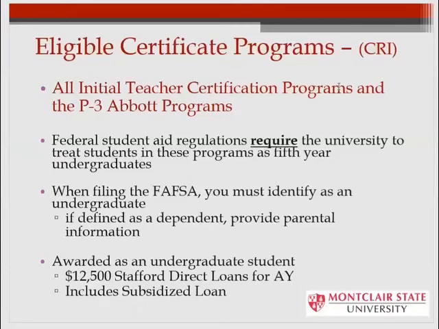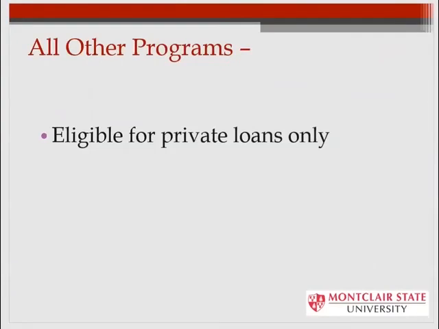So that is the perk of being viewed as an undergraduate student for aid, because then we offer you a subsidized loan and an unsubsidized loan. The plus for the subsidized loan is that it does not accrue interest while you're in school. The unsubsidized loan, on the other hand, you do accrue interest while you are enrolled in school. Okay, and like I mentioned, all other programs, if your program is not eligible for federal aid, you will only be eligible for private loans, okay?